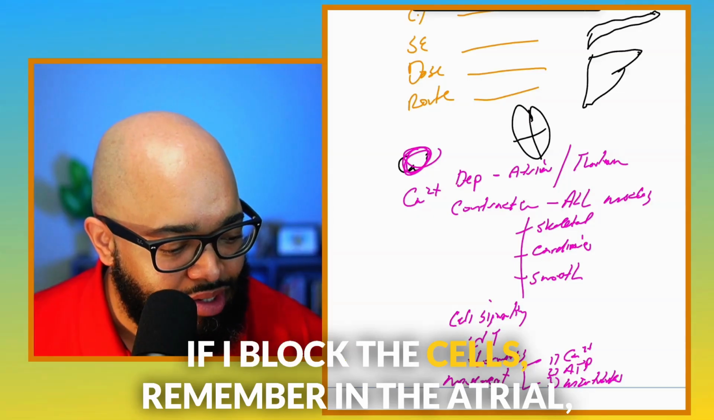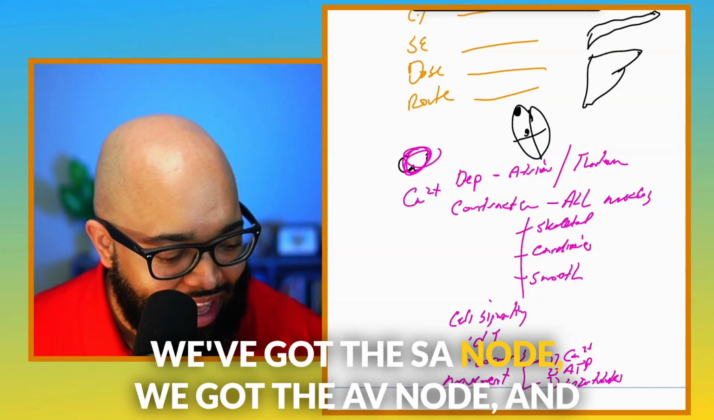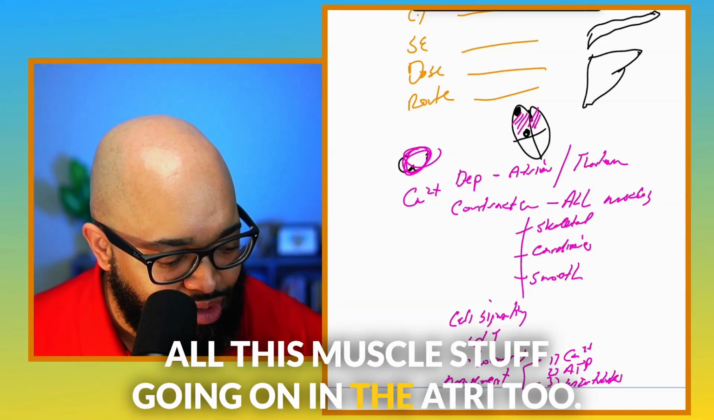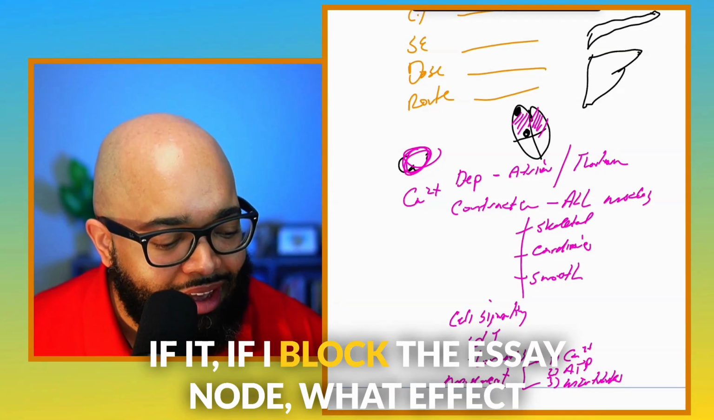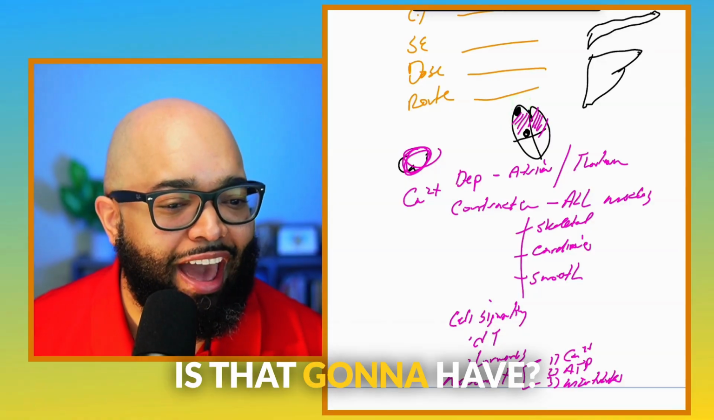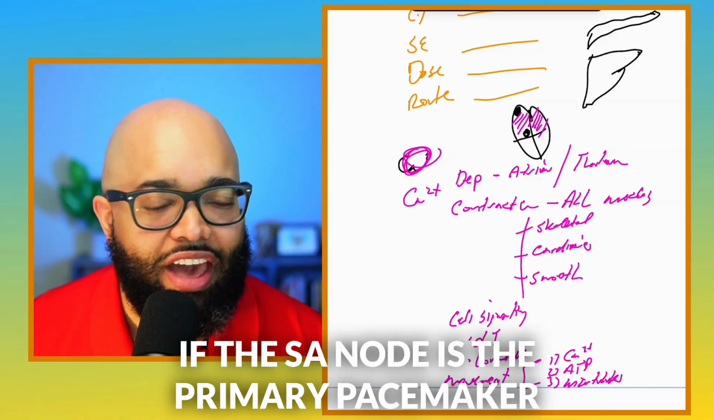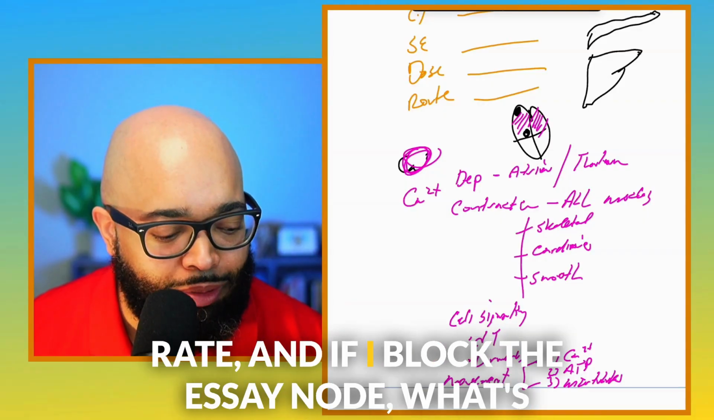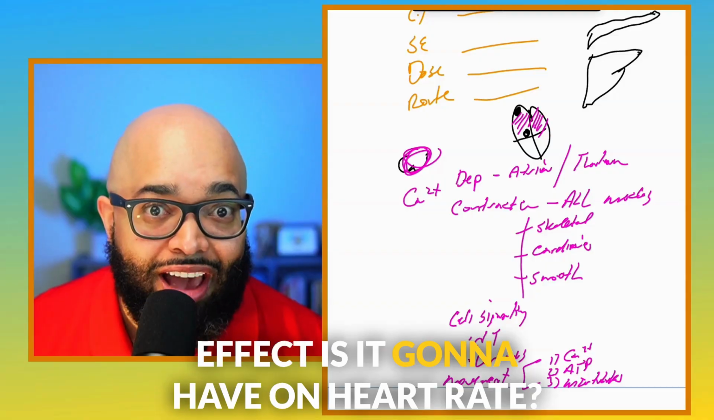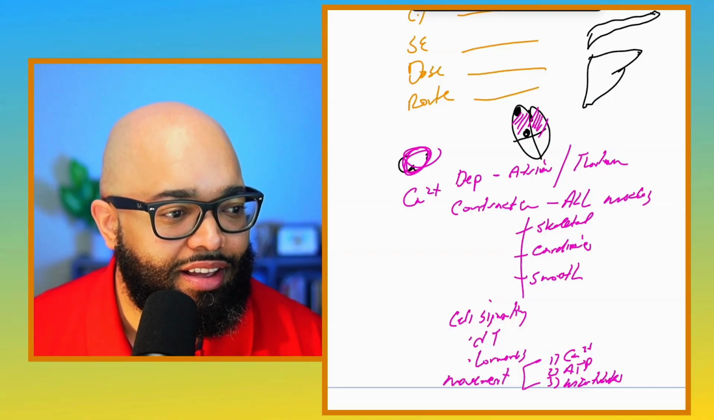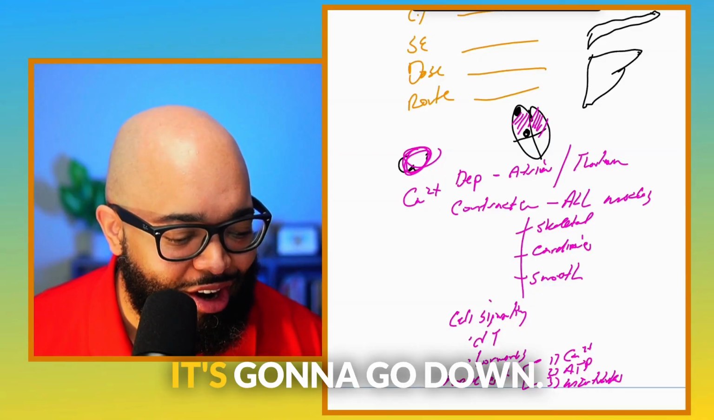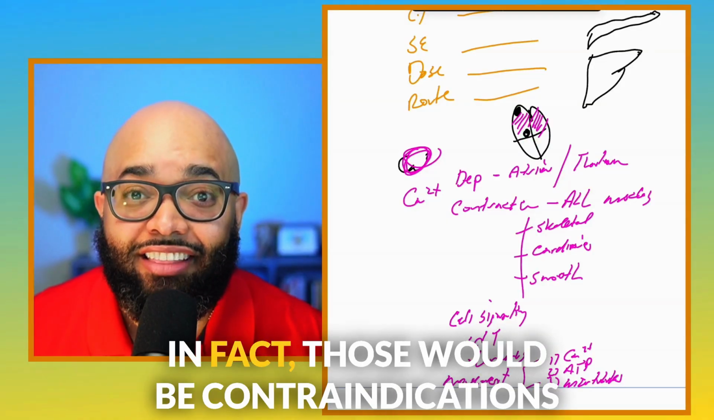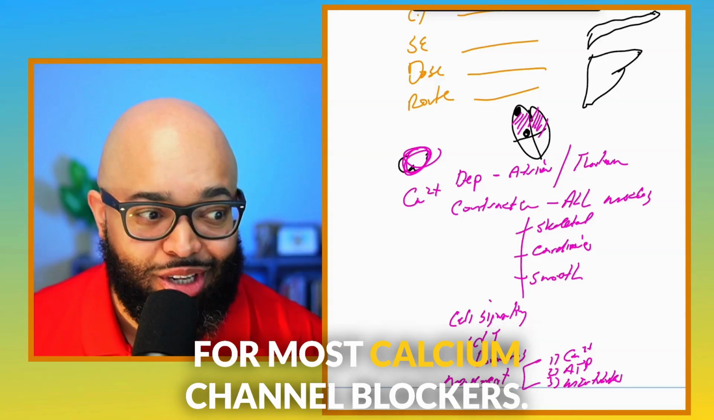Remember in the atria, we've got the SA node, we've got the AV node, and then we've got all this musculature, all this muscle going on in the atria too. If I block the SA node, what effect is that going to have? If the SA node is the primary pacemaker responsible for setting the heart rate, and I block it, what effect is it going to have on heart rate? It's going to go down. So we may cause bradycardia. If I block the AV node, same kind of thing.